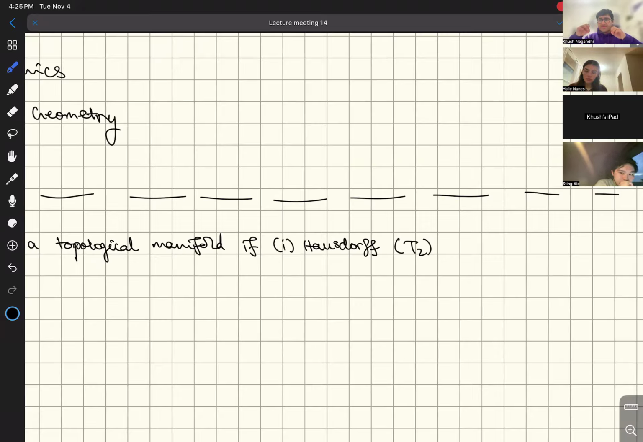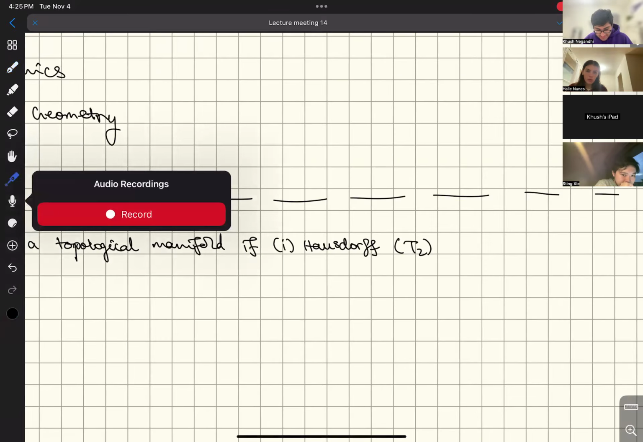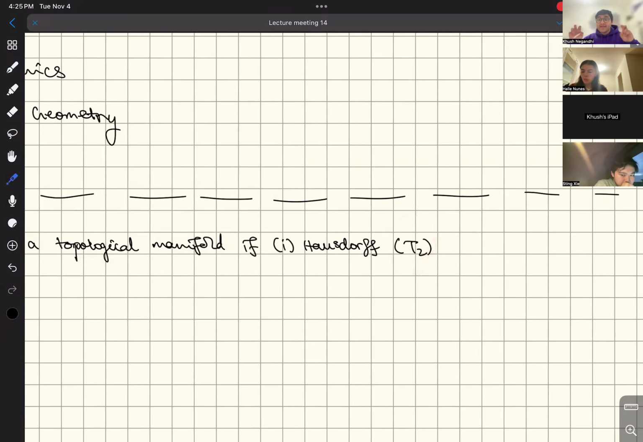There are these T axioms, called separation axioms. There's a bunch of them. There's T0, T1, T2, there's T3, T3 and a half, T4. I think that's where it stops, but I'm not too sure. These are the separation axioms because they talk about how much you can separate two objects within your set.